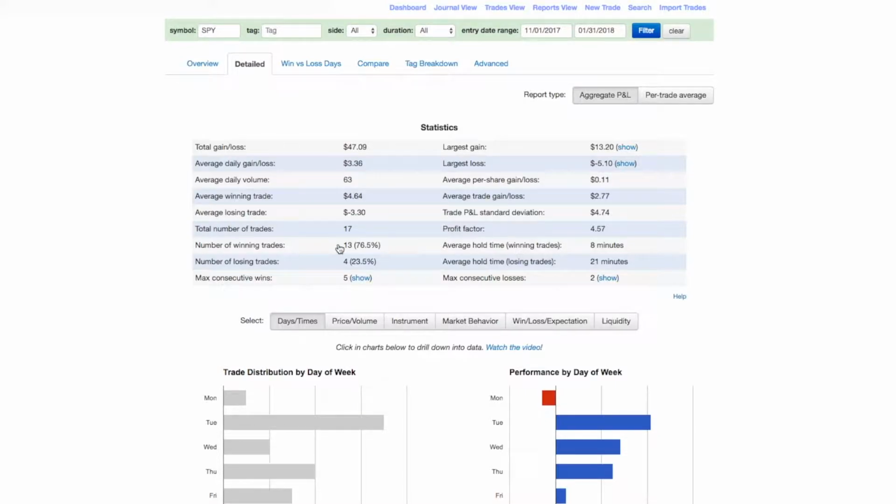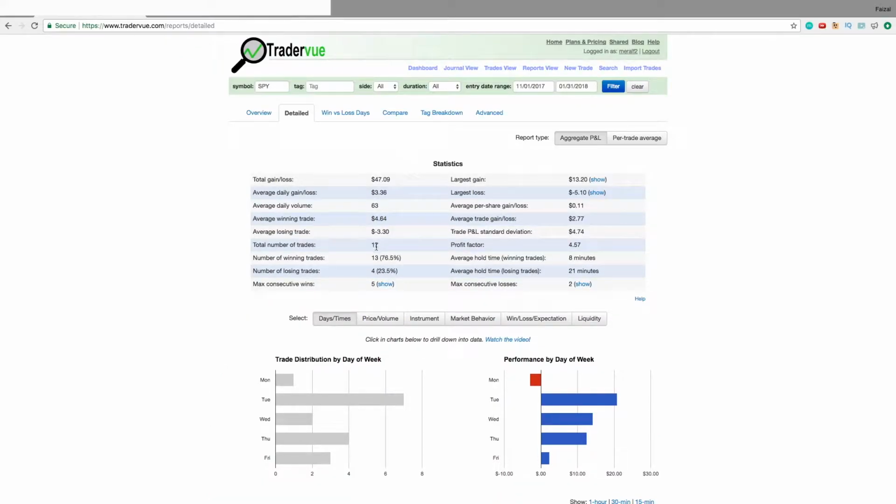And in terms of stats, it's 17 trades from November to January, including January, and it's 13 winners and 4 losing trades. So that's an accuracy rate of 76.5%. But this is excluding the options trade where I lost $10. So that's important to keep in mind.